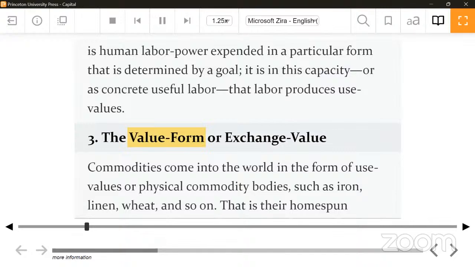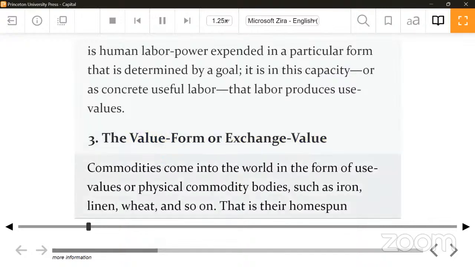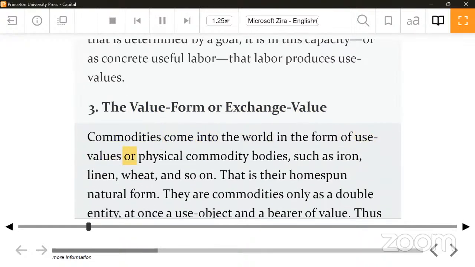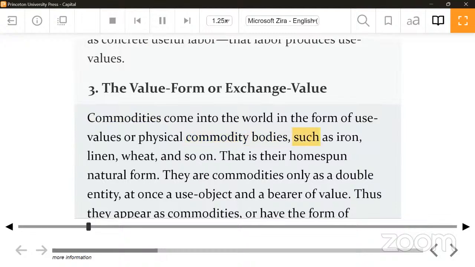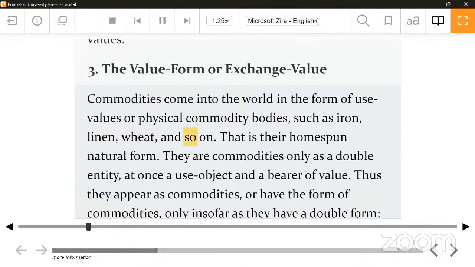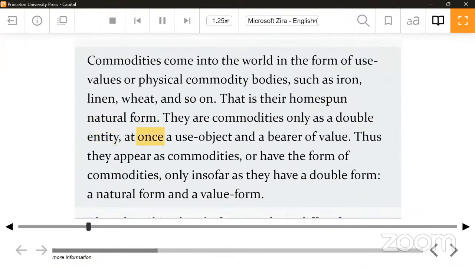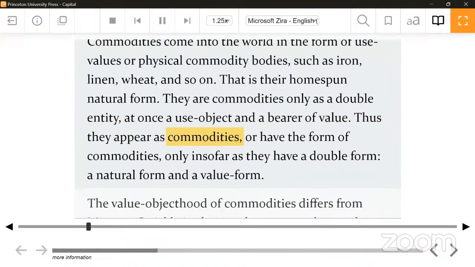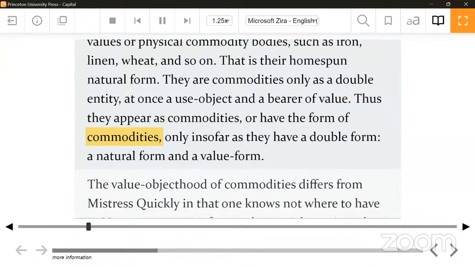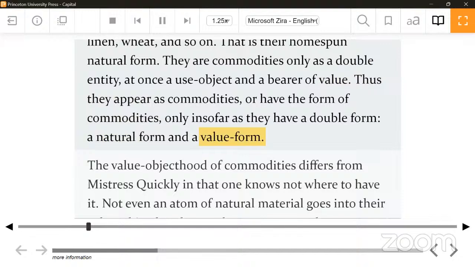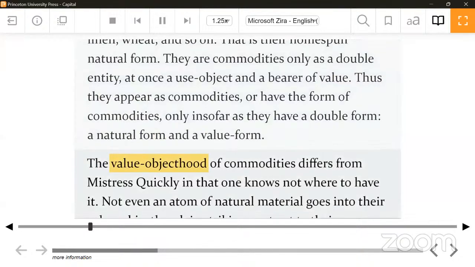3. The value form or exchange value. Commodities come into the world in the form of use values or physical commodity bodies, such as iron, linen, wheat, and so on. That is their homespun natural form. They are commodities only as a double entity, at once a use object and a bearer of value. Thus they appear as commodities, or have the form of commodities, only insofar as they have a double form, a natural form and a value form.